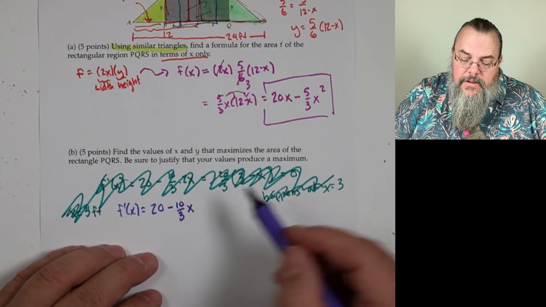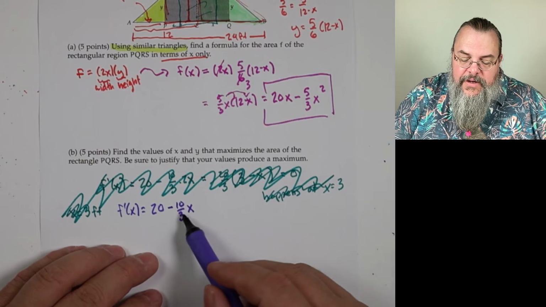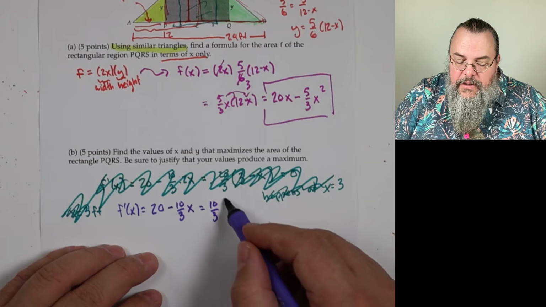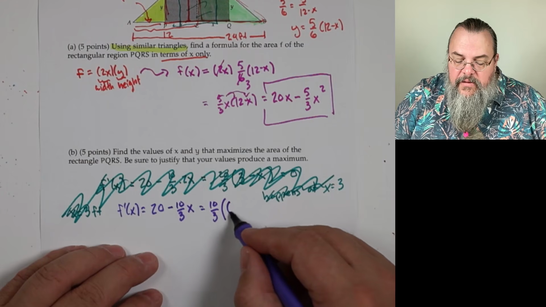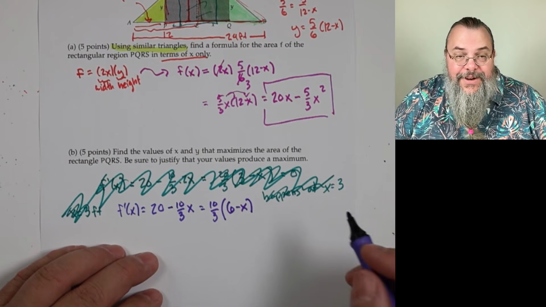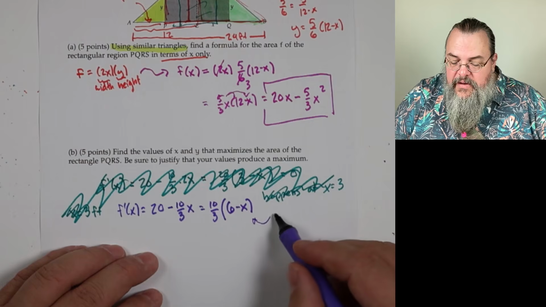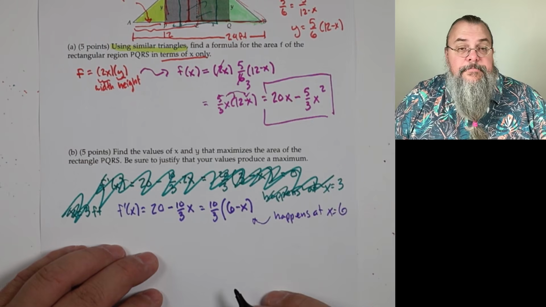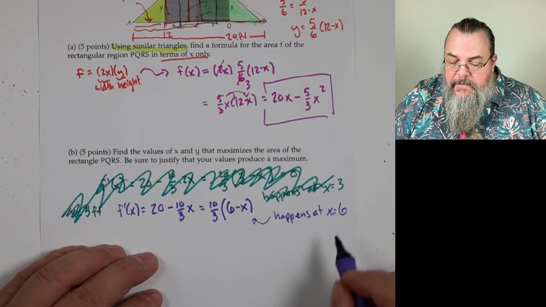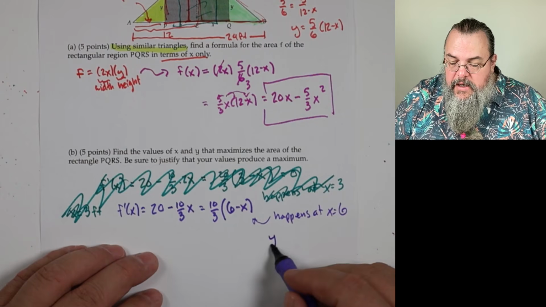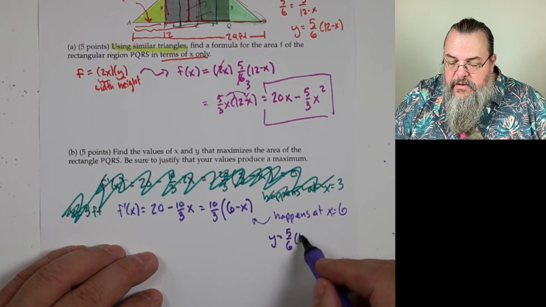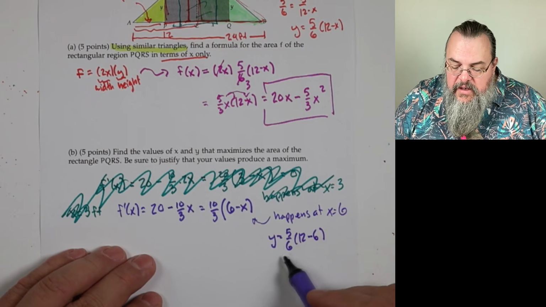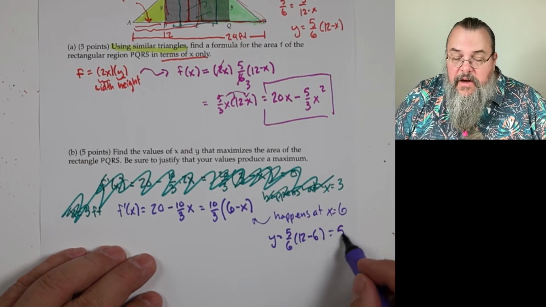And now what can we do? Well, we'll do the same sort of philosophy, but now we'll factor out 10 thirds. So this is 10 thirds, and now, if we do that, what do we have? Well, it's going to become 6 minus x. There we go. And when does this happen? This happens at x equals 6. All right, now, if x equals 6, what is y? So y is 5/6 times 12 minus x, which is 6. 12 minus 6 is 6, and so we end up with y equals 5.